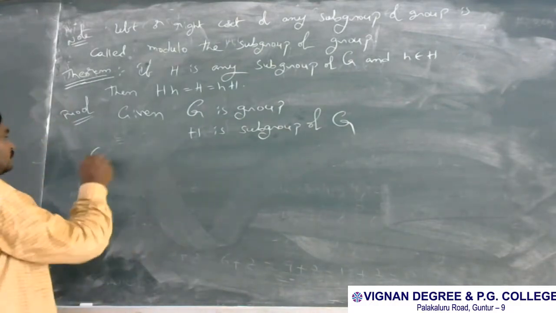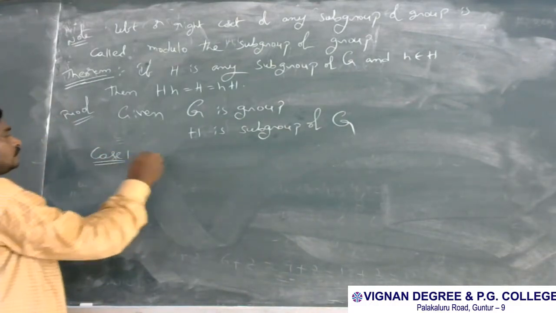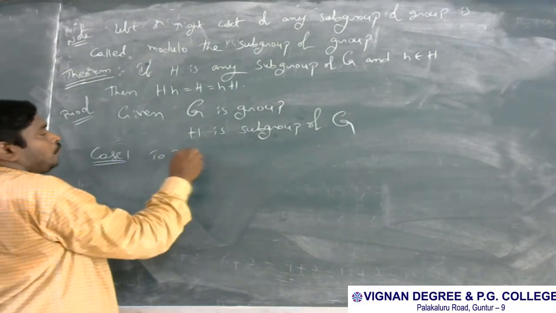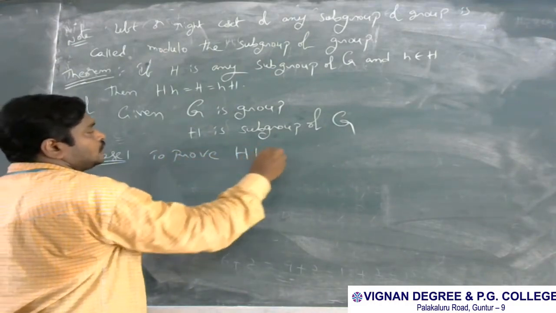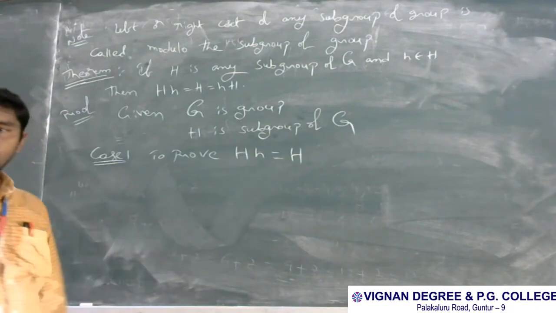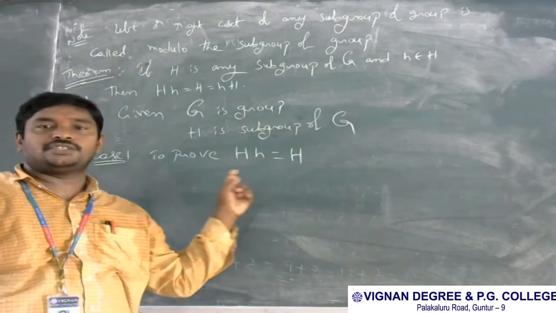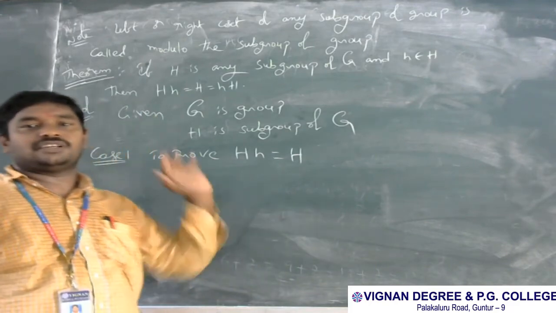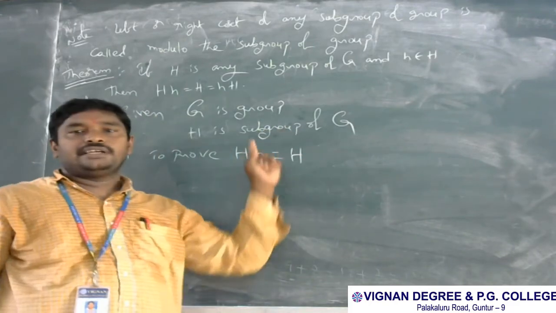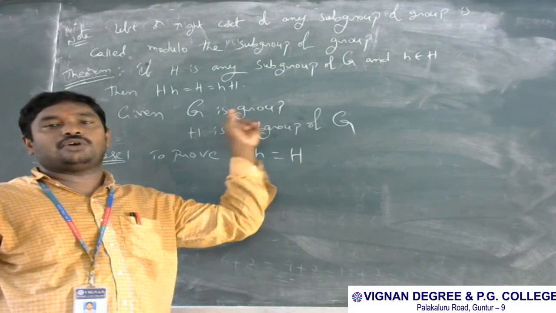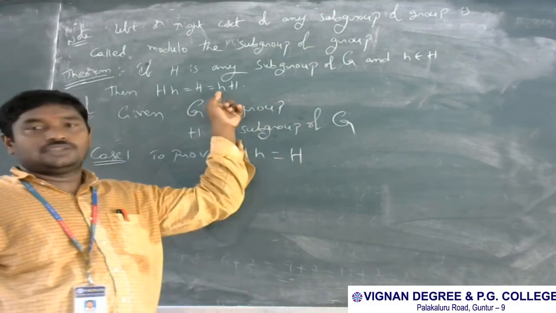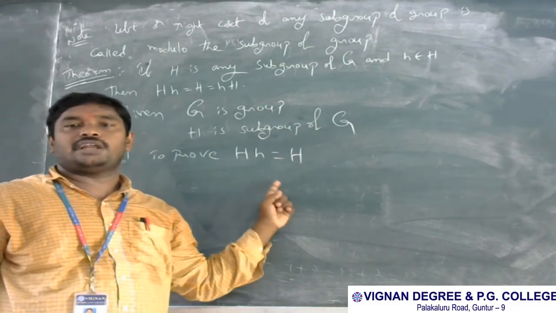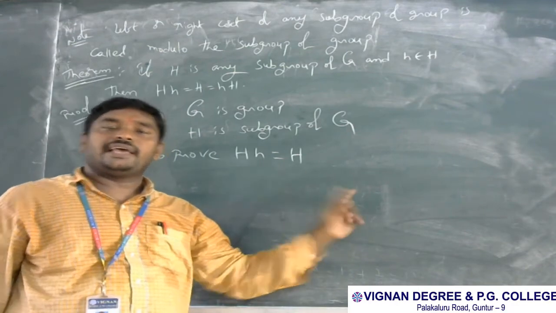Case 1. To prove capital H into small h is equal to capital H. I am proving first capital H into small h is equal to capital H. Next, second case, I am proving small h into capital H is equal to capital H. So first I am proving capital H into small h is equal to capital H.